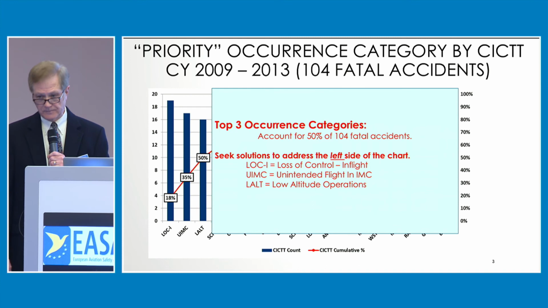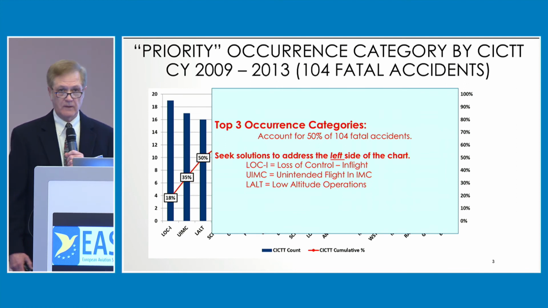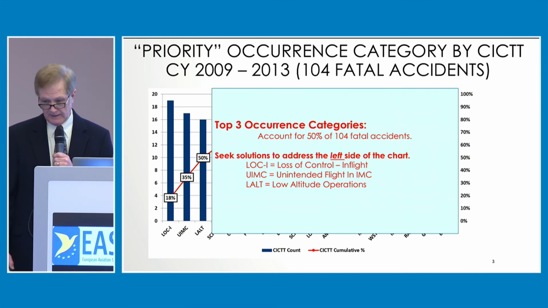Looking to the left side, you've got 50% of the 104 fatal accidents occur in only 3 of the categories, and I don't think for those of us that have followed accidents over 10 or 15 years, this is any surprise at all. You have loss of control, in-flight loss of control. You have unintended flight into IMC conditions, or IMC. And you have low-altitude operations. Low-altitude operations does not include takeoff and landing. It's other low-altitude operations. I can't give you an altitude, but it's low-altitude operations other than takeoff and landing.